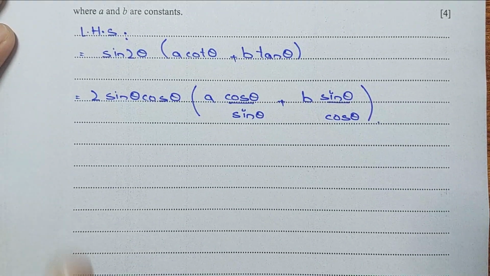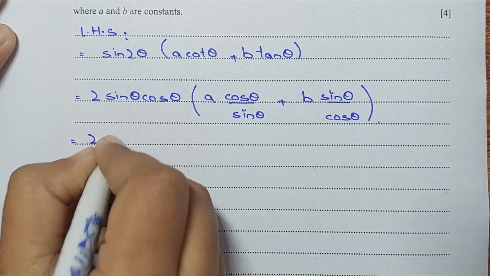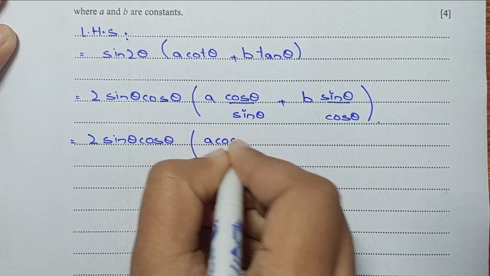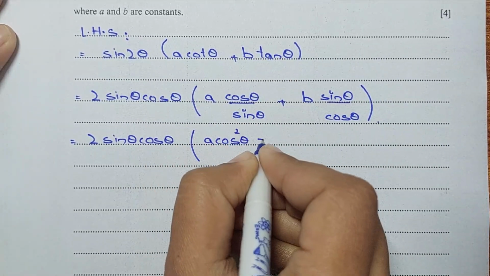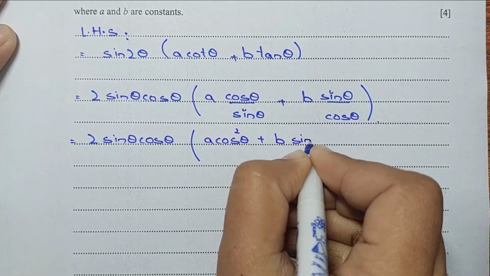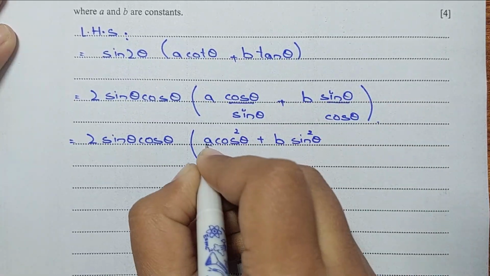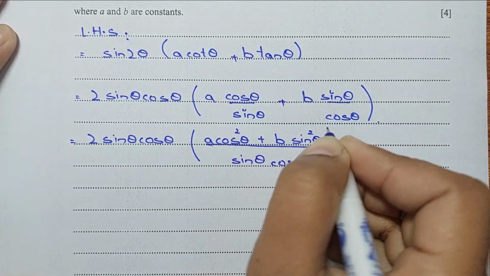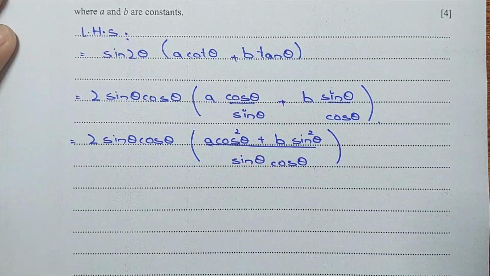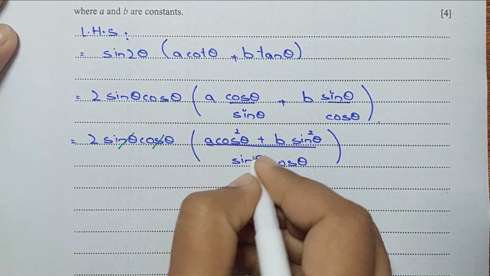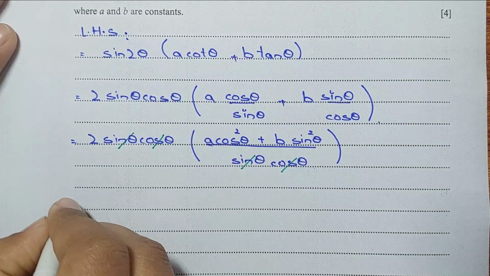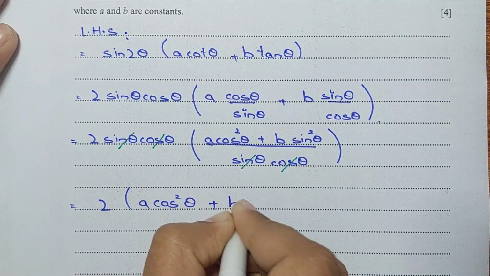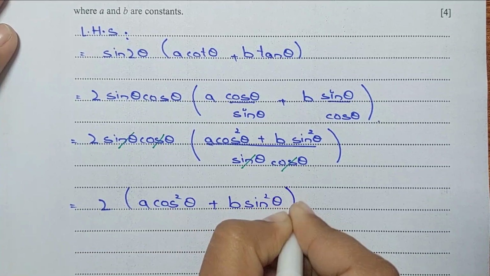Okay, so here we can simplify the bracket first. 2 sine theta cos theta is as it is. a cos theta with the opposite denominator, cos square theta, plus b sine theta multiplied with the opposite denominator, sine square, divided by sine theta cos theta. Okay, so now this sine theta cos theta is cancelled out, and we are left with 2 times a cos square theta plus b sine square theta.